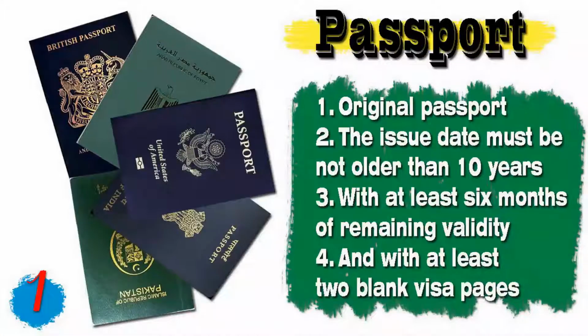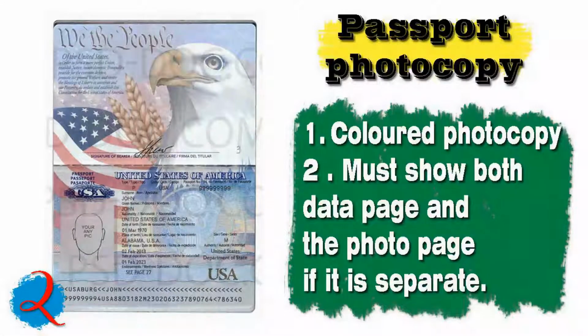Speaking about the documents you will need to apply for the visa, the first document is your passport. The passport must be original. The issue date must be not older than 10 years, with at least 6 months of remaining validity, and with at least 2 blank visa pages for the stamps. Number 2, you will need a photocopy of your passport. The passport photocopy is recommended to be colored, must show both data page and the photo page if they are separated.